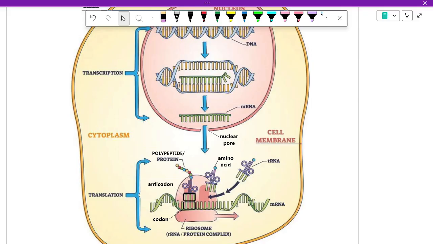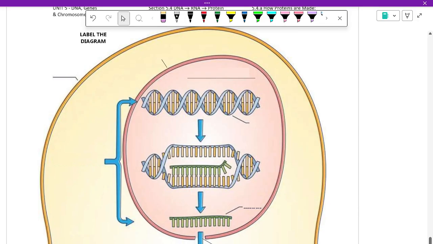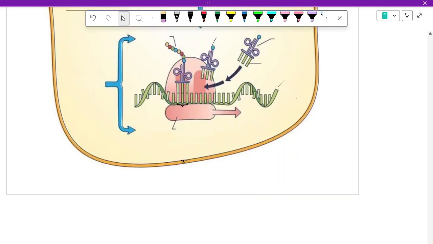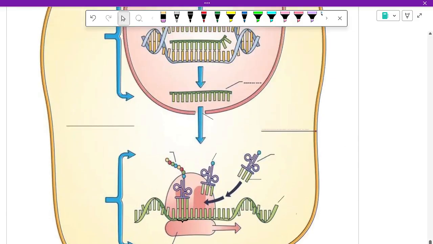Is that good? Okay, excellent. And then there's a diagram here that you can label if you want to, right? That'll give you a little practice for that. Yeah? Alrighty.